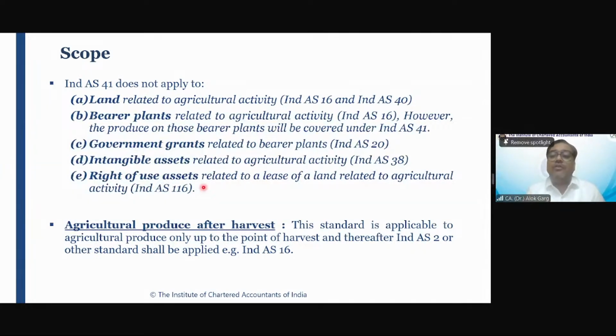So mangoes on the mango tree. What is the nature of mangoes on the mango tree? Agriculture produce, but it is agriculture produce at the point of harvest. When it is on the tree, it is part of the tree, right? But when it is detached, when it is plucked from the tree, it will become the agriculture produce. Agriculture produce at the point of harvest. Okay. And that agriculture produce at the point of harvest, right?